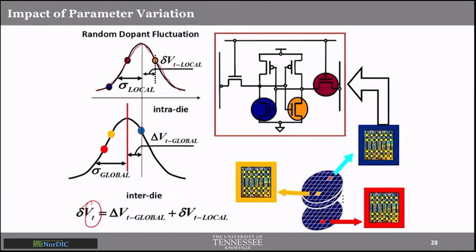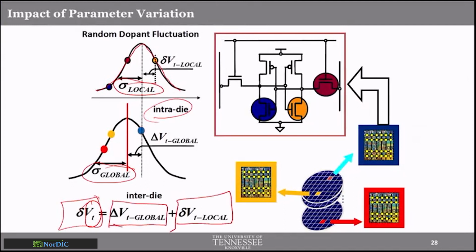The inter-die variation is called the global variation. It's more like a large scale variation. And intra-die variation is often called local variation, in a small scale. So the overall variation will be a combination of global variation plus local variation. Easy to see, I hope.